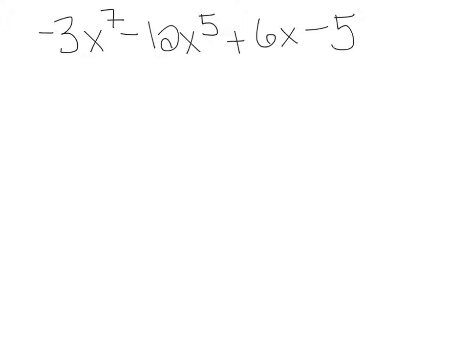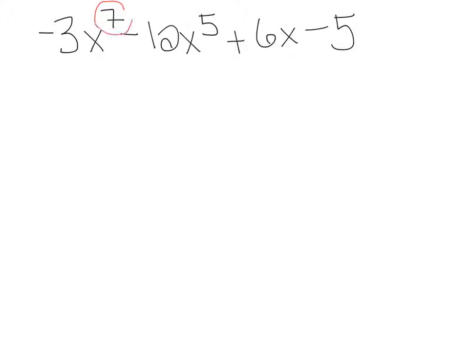Okay, so now on number 6, there were 2 different versions, so 2 different problems. Same question, different functions. On one version, you have negative 3x to the 7th minus 12x to the 5th plus 6x minus 5. And it says use the equation below for numbers 6 and 7. Number 6, identify the maximum number of turning points and the maximum number of real zeros.